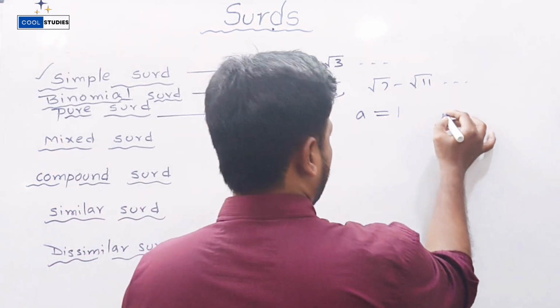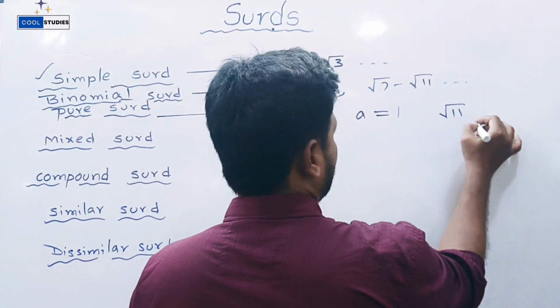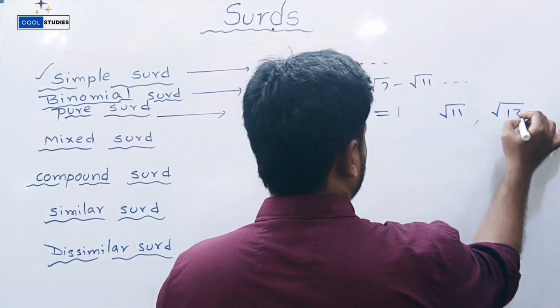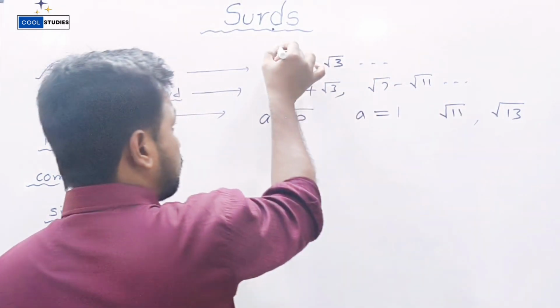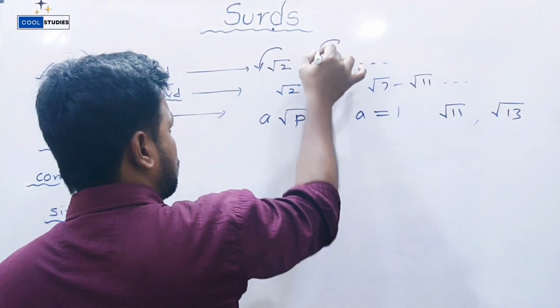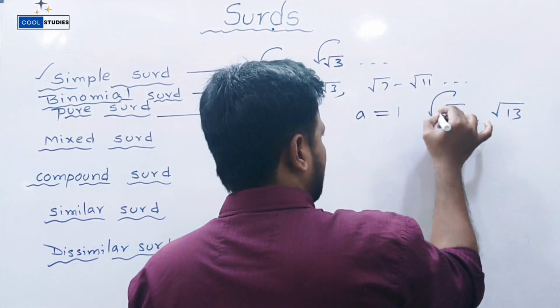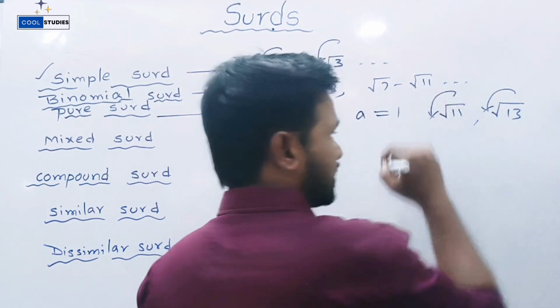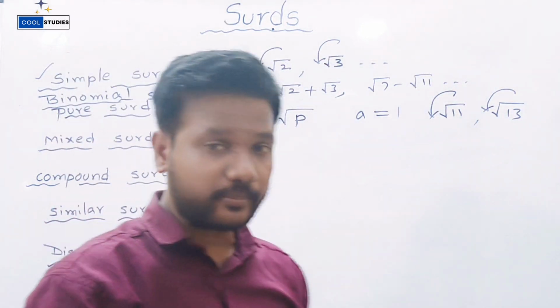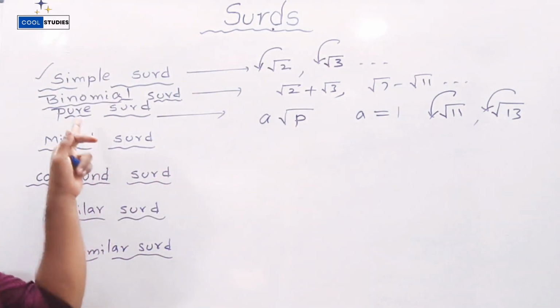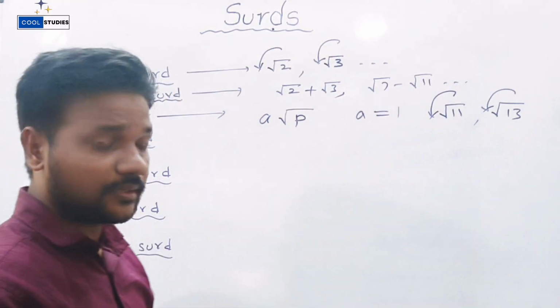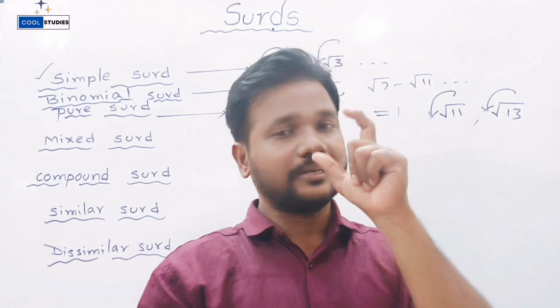Let us write examples: root 11, root 13, and also root 2, root 3, because their coefficients are 1 here. If the coefficient of a simple surd is equal to 1, then the surd we call a pure surd.